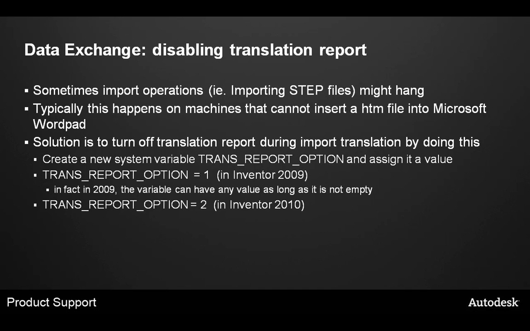And how can you turn off the report? Well, by creating a system variable with the name trans_report_option. In Inventor 2009, that variable has to have a value of 1, can have any value as long as it's not empty. In 2010, the variable needs to have a value of 2 to disable the report generation.